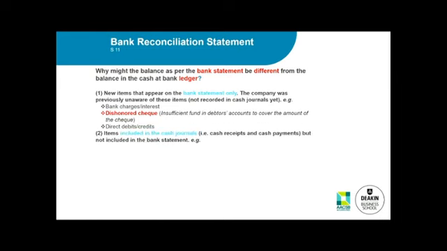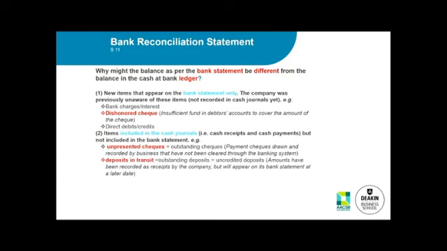Then we have items that are included in your cash journal, either your cash receipt or cash payment journal, but not included in the bank statement. Right? So you might have written out some checks, or you might have made a deposit yourself, which hasn't cleared with the bank yet. So unpresented checks or deposits that are in transit. Or another word for those are outstanding checks or outstanding deposits or uncredited deposits.